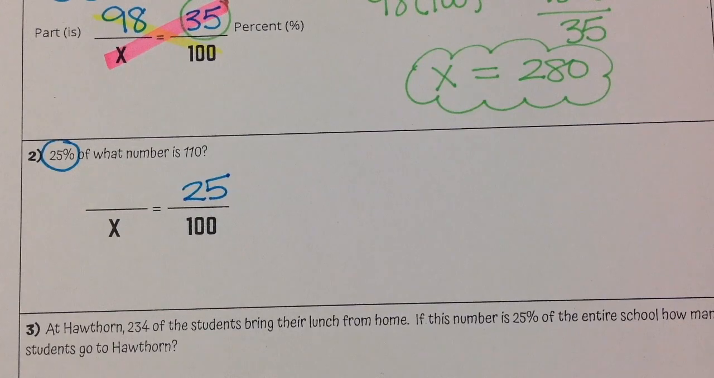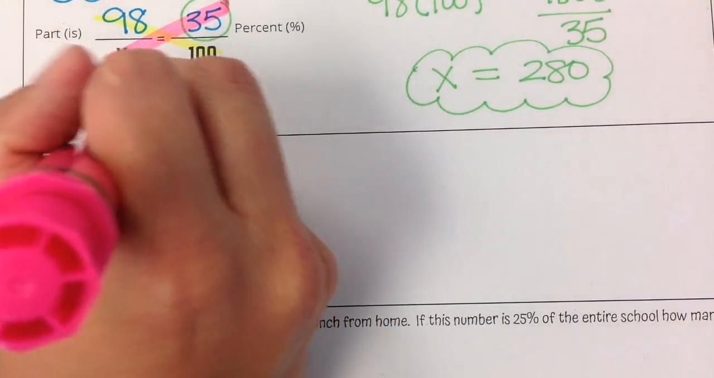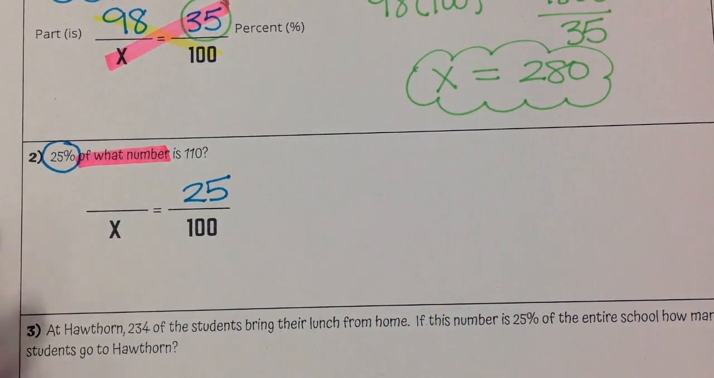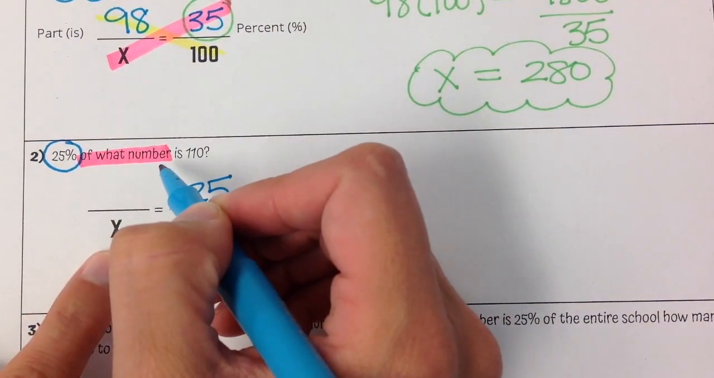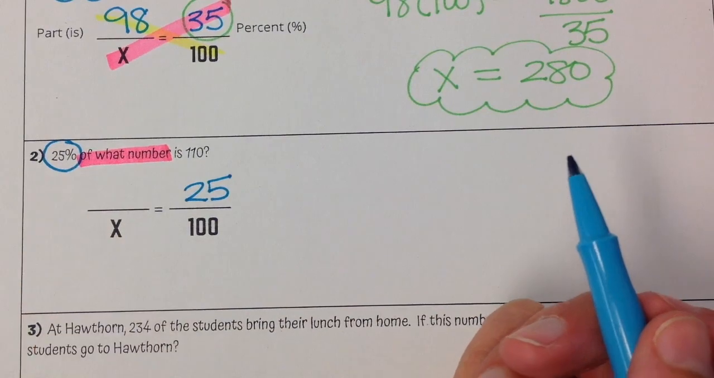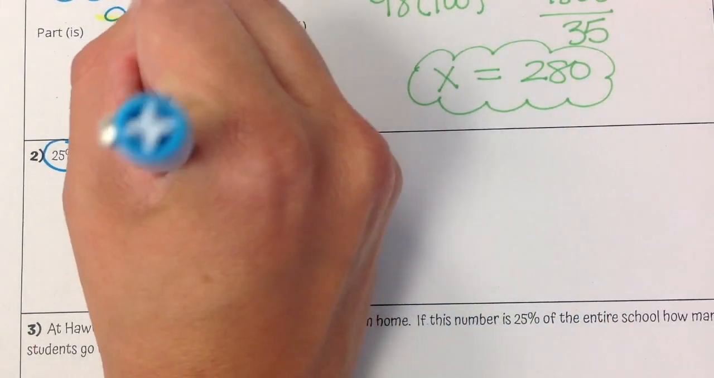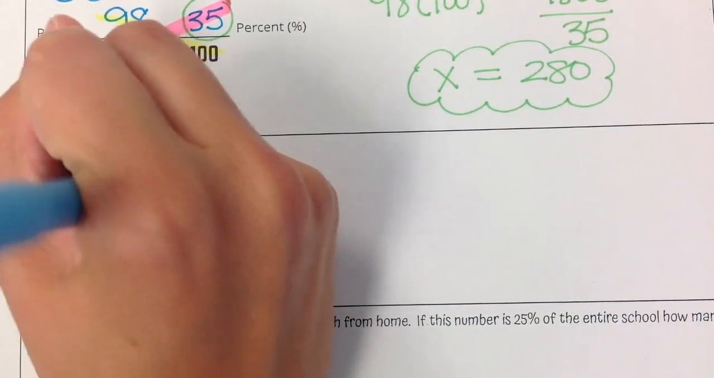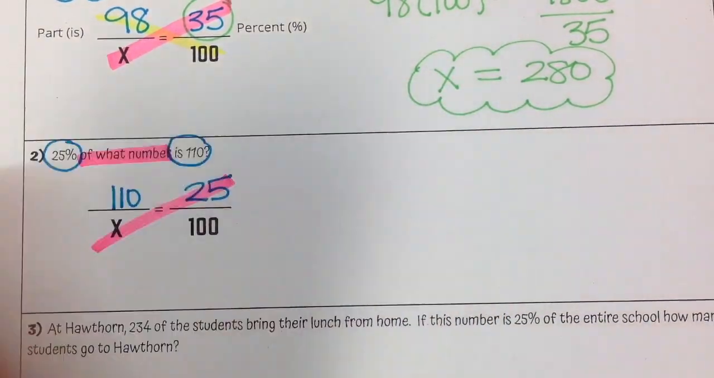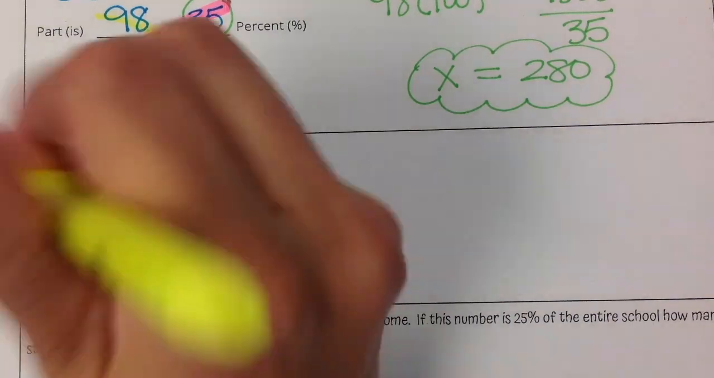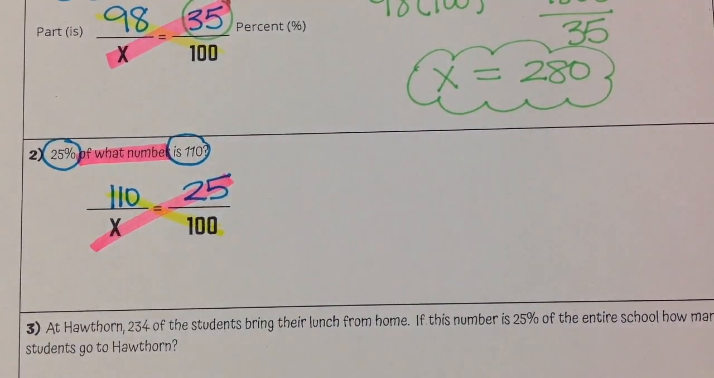Third thing is highlighting what comes after the word of. Of what number? We don't know what comes after the number. That means it's our variable. That's what we're solving for. And then the last part, the other number, is 110. That is our part. So we're going to highlight our proportion and solve.